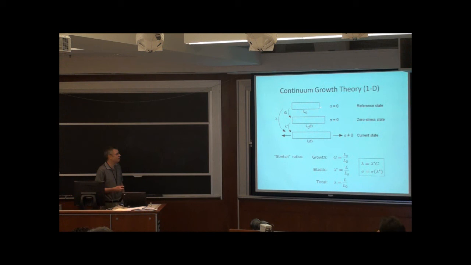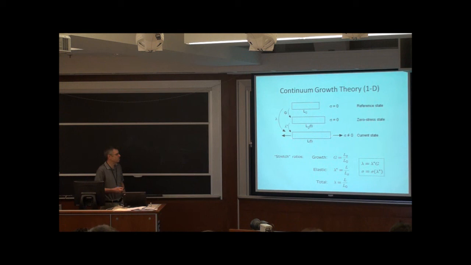Say that the bar starts out when it's created in the embryo with no stress, length L0. It then grows into a new length L sub G. If the growth is uniform, then the stress will still be zero, and this represents the current zero stress state. Then we load the tissue with the stress to bring it to its final length L.